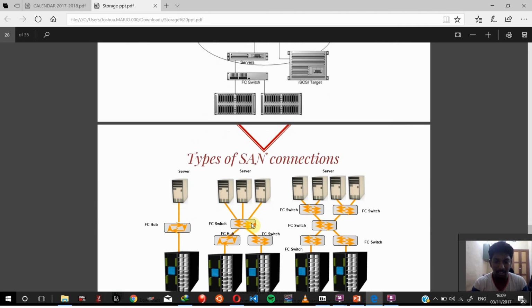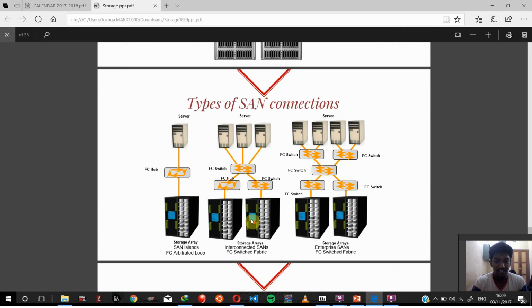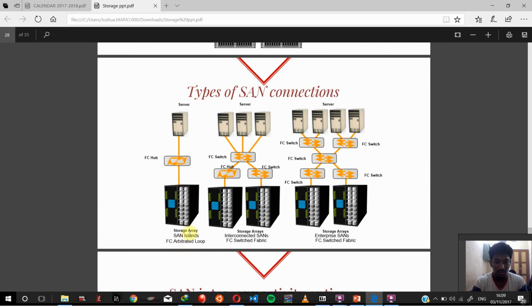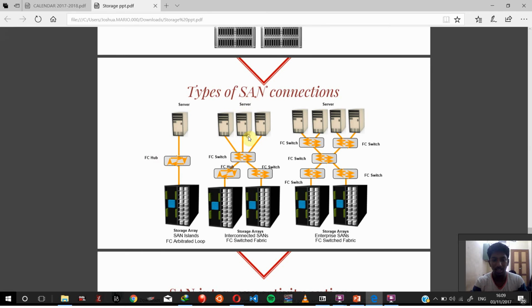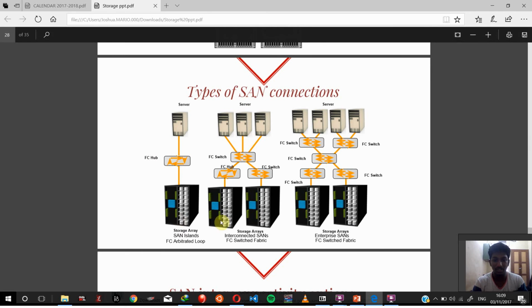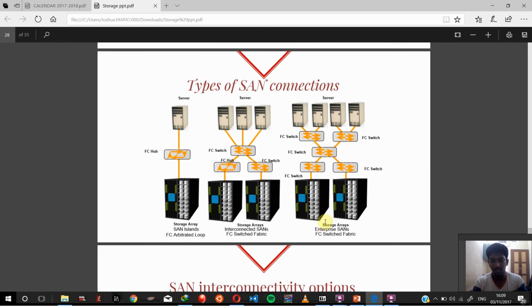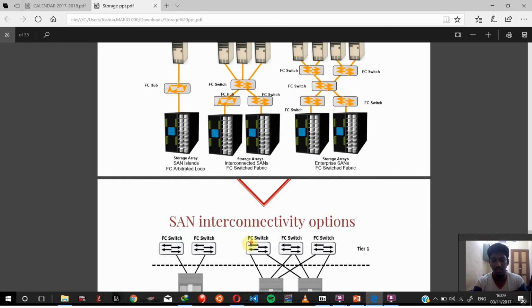Then we have the types of SAN connections: the storage array, SAN islands, and FC arbitrated loops, and there are two more types. This is a simple structure which has only an FC hub. In the second type we have an FC hub and FC switch, so both switches and hubs. In the third one we don't have any hubs, only switches. These are enterprise SAN FC fabric switches, so only switches will be there. This is a combination of switches and hubs.